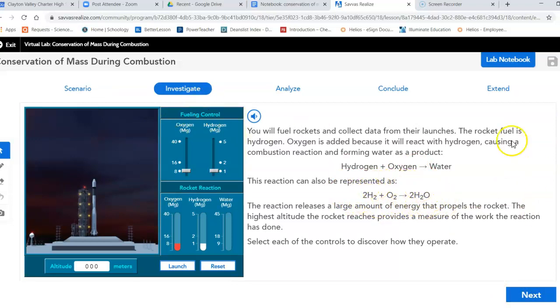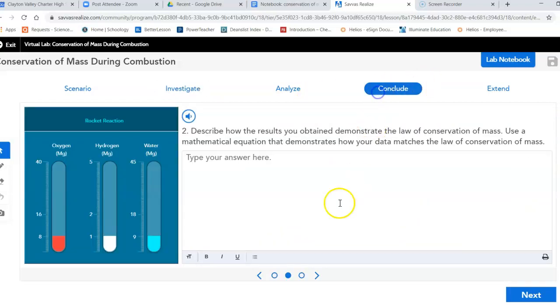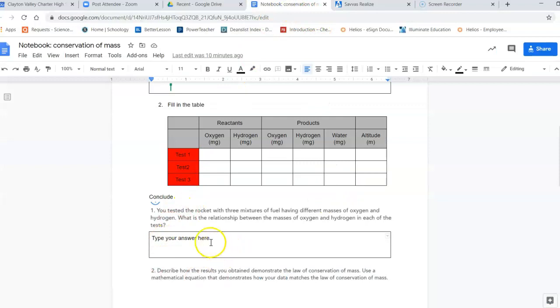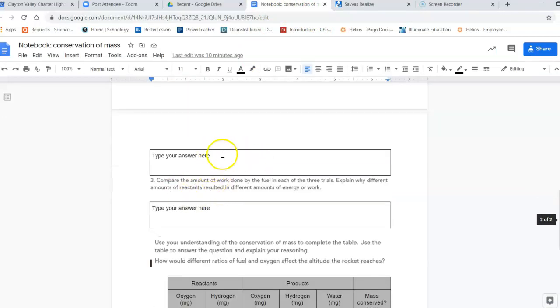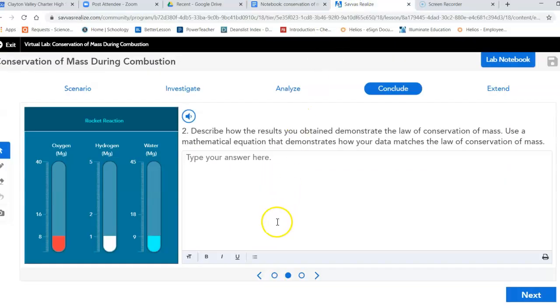Okay, so let's go back to that conclude question. Describe how the results you obtain demonstrate the law of conservation of mass. Mass cannot be created or destroyed, it's only transformed. So the mass of oxygen and hydrogen is not being destroyed, it's becoming water, right? That's what it is. And you're going to use the mathematical equation to explain that. And here is where you type the second answer. Okay, and then moving on.